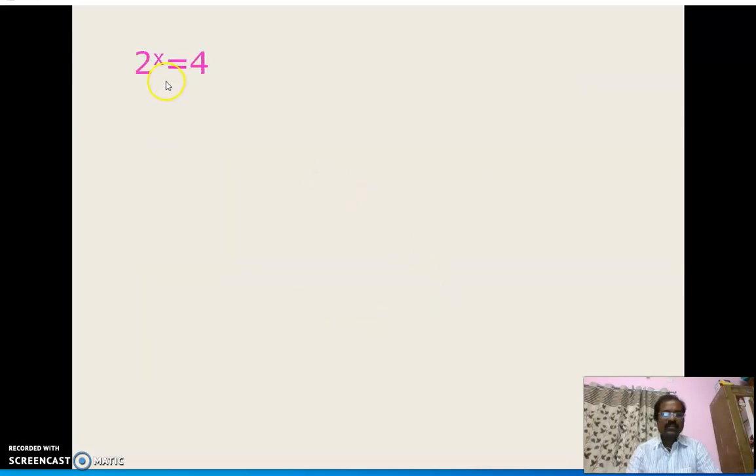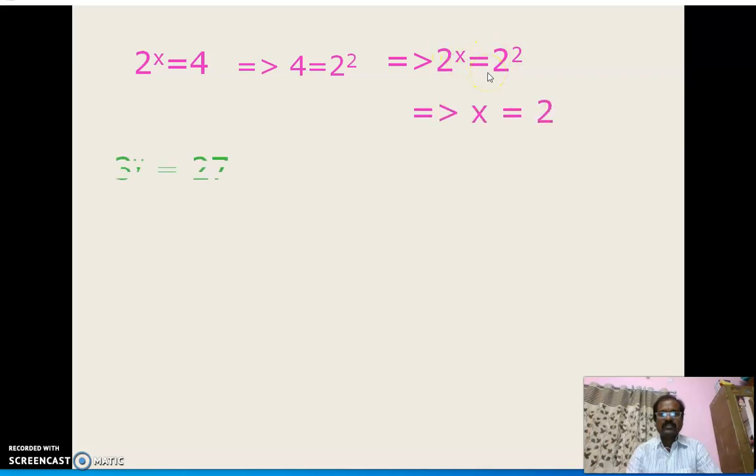2 to the power of x is equal to 4. So the base is 2 and the exponent is x. And 4, we know, we can write in base 2 exponential form. 4 is equal to 2 square. Therefore 2 to the power of x is equal to 2 square. Bases are equal, so equate the powers. x is equal to 2.